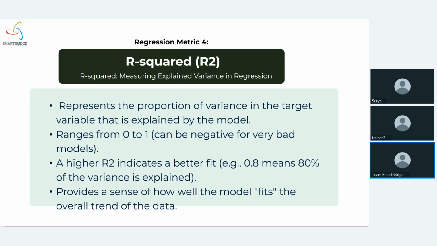However, it can be negative if the model performs worse than simply predicting the mean of the target variable.